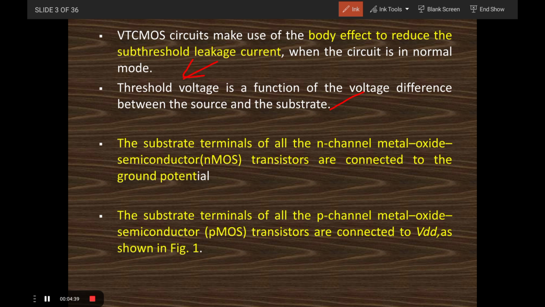The substrate terminals of all the n-channel MOS transistors are connected to one potential, ground, and the p-channel substrates are likewise connected to their own potential. The basic idea is to take the n-channel and p-channel substrate terminals outside of the transistors, so that we can make another useful circuit, which will be discussed in a few seconds. Let's move on to the next one.